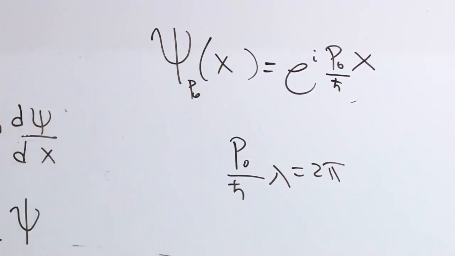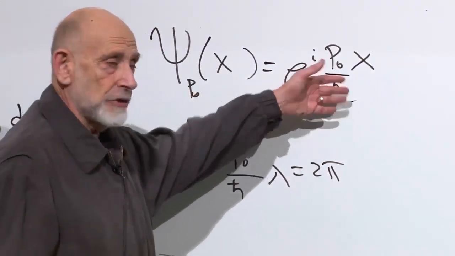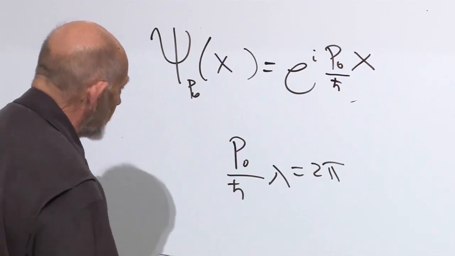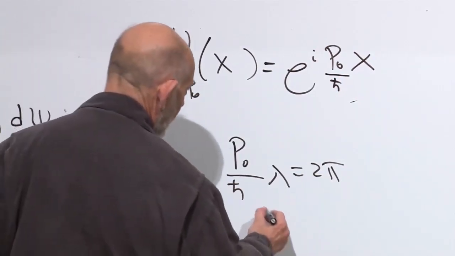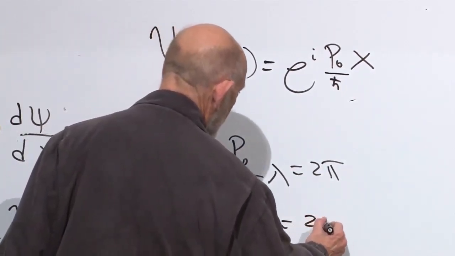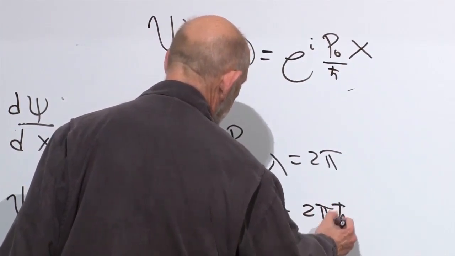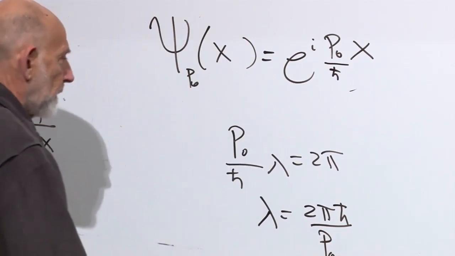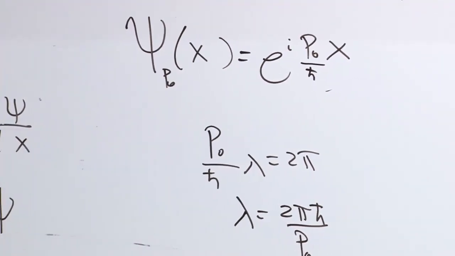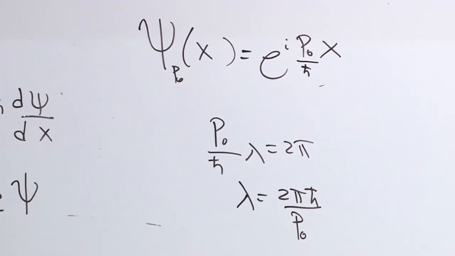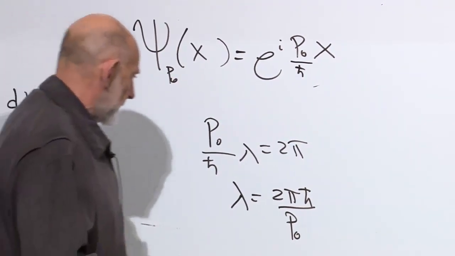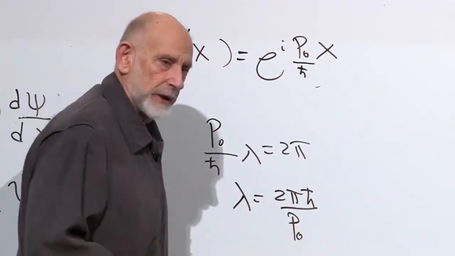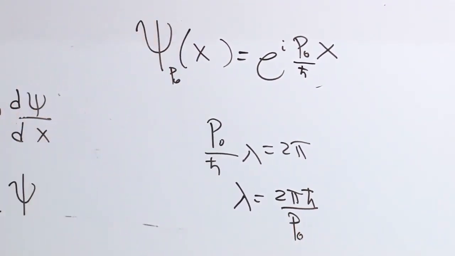How far do you have to move so that the sines and cosines return to themselves? The wavelength is 2 pi h bar divided by P naught, P naught being the momentum of the particle. So here we see the first example of the relationship between momentum and wavelength. The larger the momentum, the smaller the wavelength.